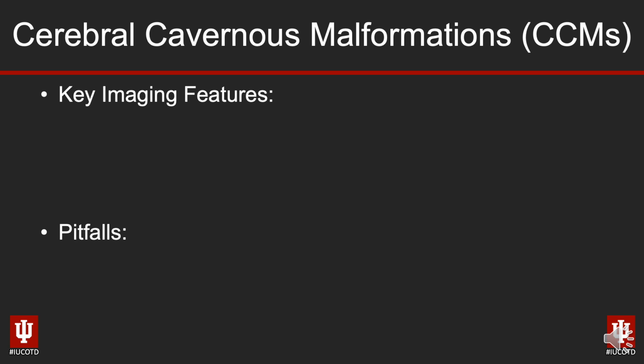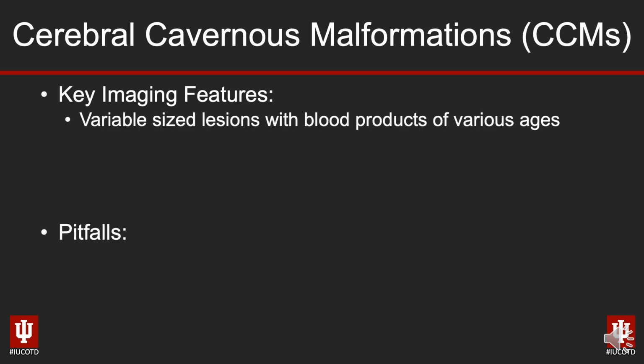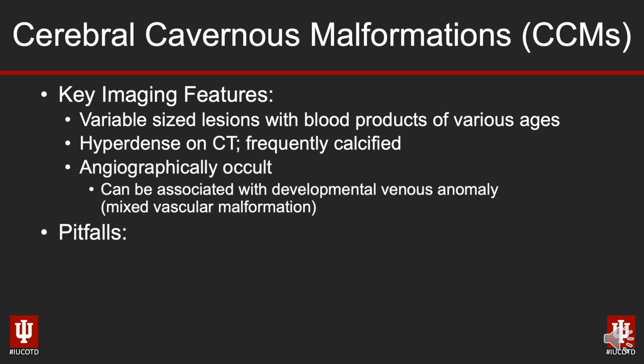This is a patient who had multiple cerebral cavernous malformations. The key imaging features to know about: this patient had variable size lesions containing blood products of various ages, and that's a really critical distinguishing thing. You want to see blood products, and commonly of various ages. These will be hyperdense on CT. It's pretty common to see calcification within them. We didn't see coarse calcification here, but you certainly can see calcification. And these are angiographically occult.